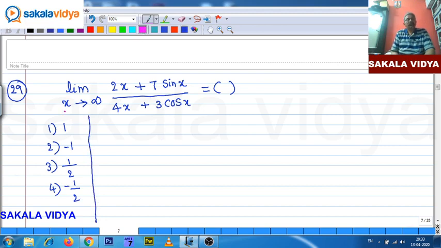So, limit x approaches to infinity, 2x plus 7 sin x upon 4x plus 3 cos x. Here we need to discuss actually two concepts. Let me discuss two concepts here. One concept is actually limit x extends to infinity, sin x by x is what? And limit x approaches to infinity, what is cos x by x? If we address these two concepts, this problem easily we can solve. So, now let us solve it now.